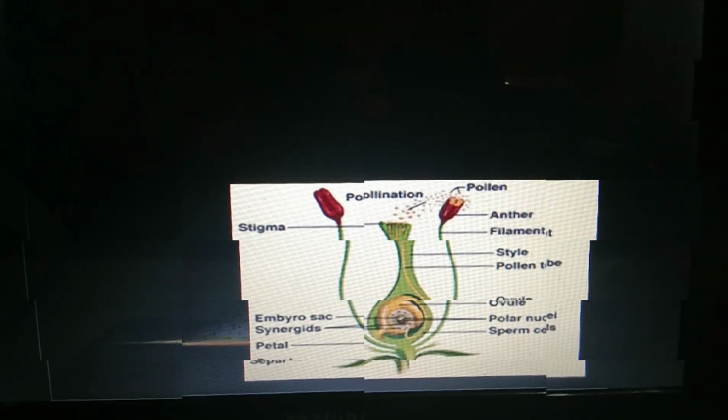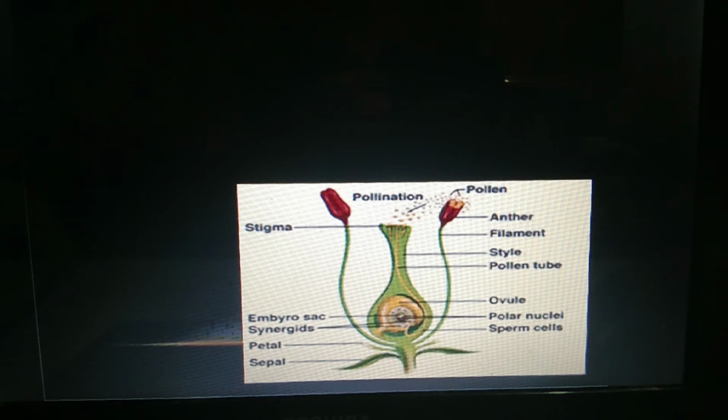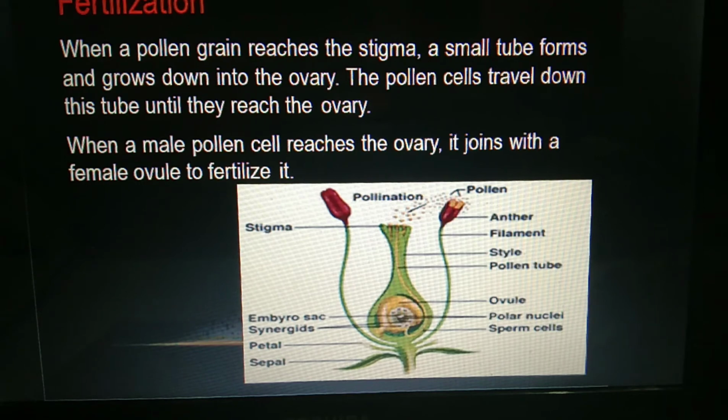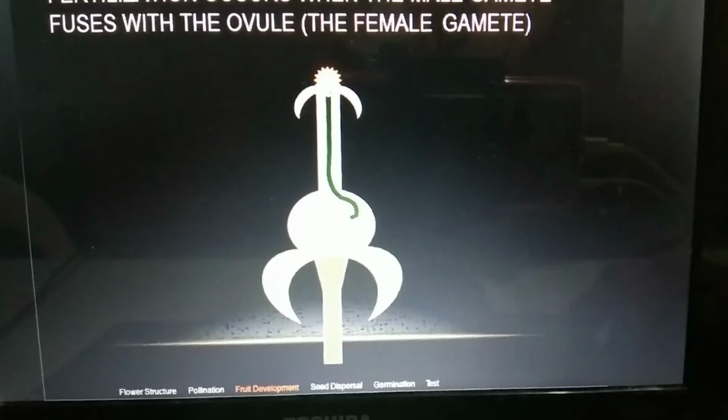Like animals and humans, plants also have their way of fertilization. When a pollen grain reaches the stigma, a small tube forms and grows down into the ovary. The pollen cells travel down this tube until they reach the ovary. And when a male pollen cell reaches the ovary, it joins with a female ovule to fertilize it. Fertilization happens when the male gamete fuses with the ovule or the female gamete.